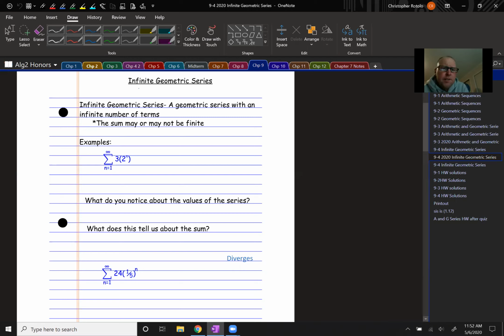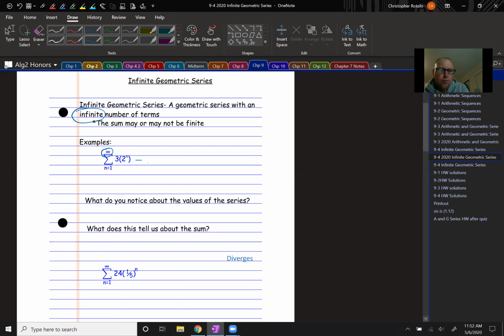We're going to deal with infinite geometric series, and that means we're talking about trying to find the sum, but we're saying, okay, we're going to keep going until we've put in an infinite number in. So it may be finite or not. So here's how we tell.